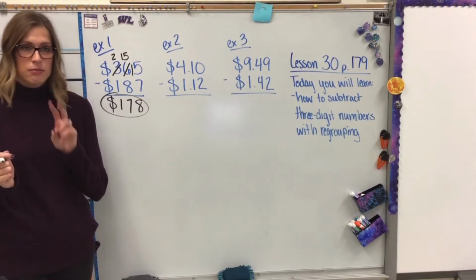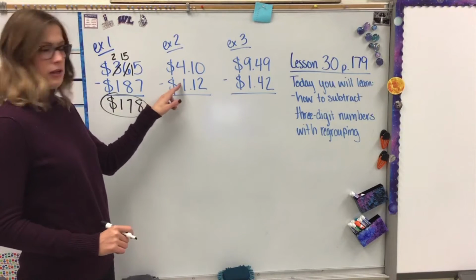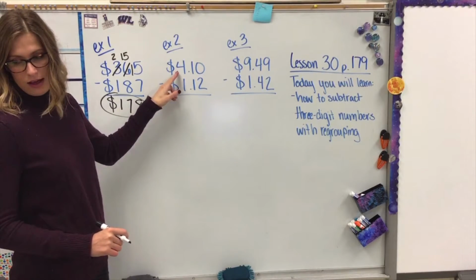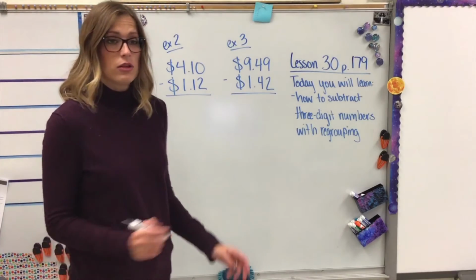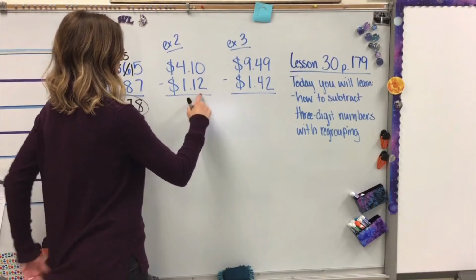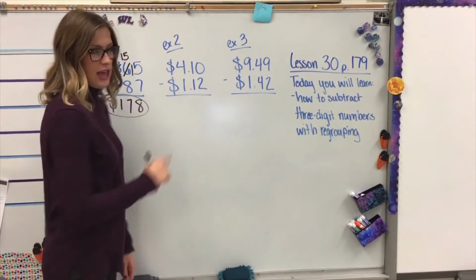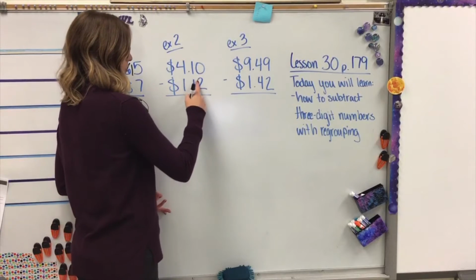All right, example 2. Example 2 says, before she spent $1.12, Olivia had $4.10. What amount of money does Olivia have now? So we need to take our $4.10, subtract what she spent so that we can get how much money she has now. 0 minus 2.